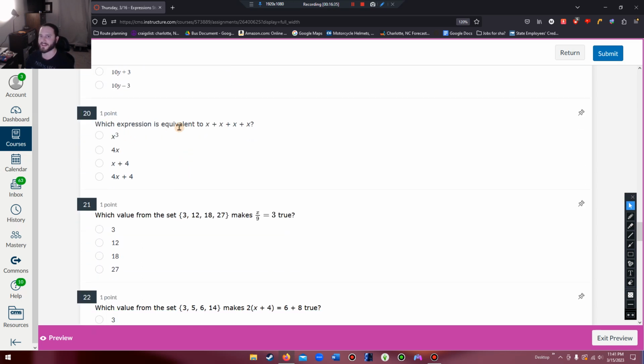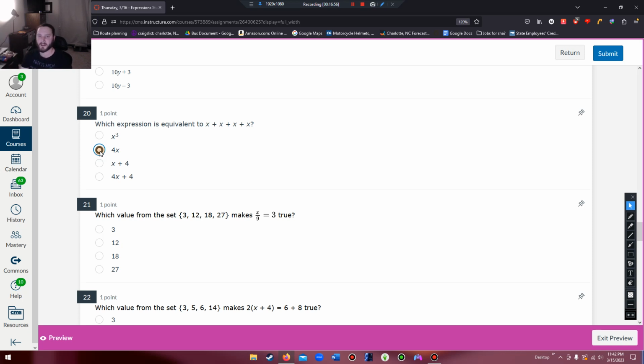For number 20, what is the equivalent of x plus x plus x plus x? So that's 4 x's being added together. So we have 1x plus 1x plus 1x plus 1x. Well, that's going to be 4 x's. 1 plus 1 plus 1 plus 1, 4.